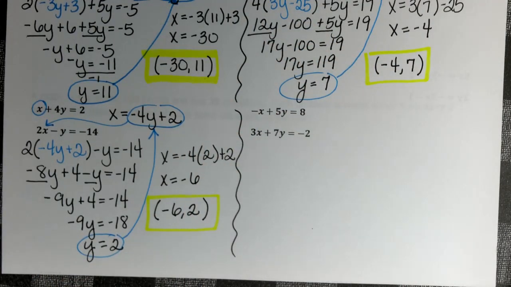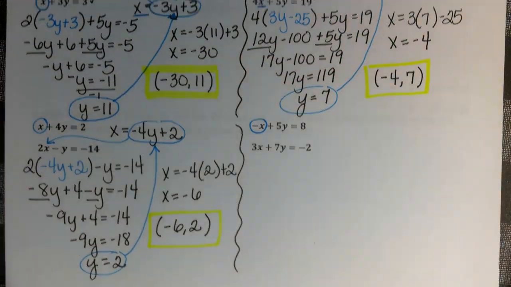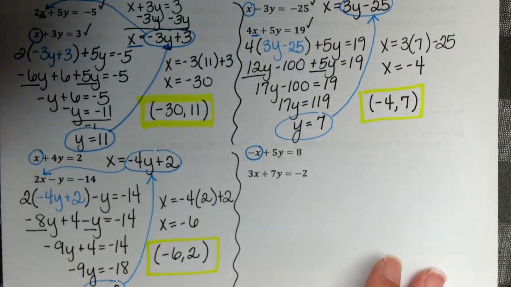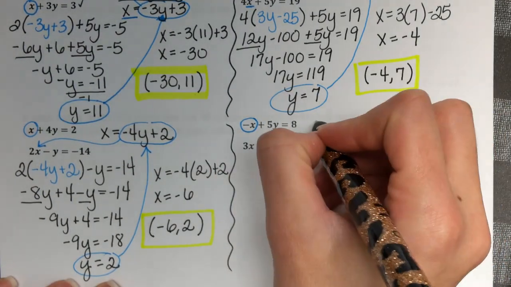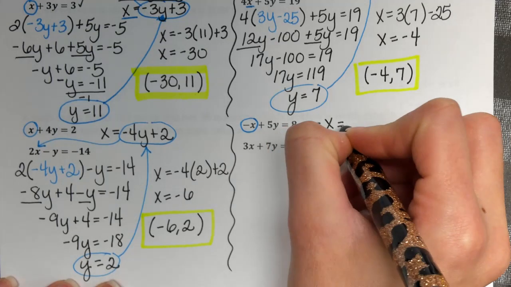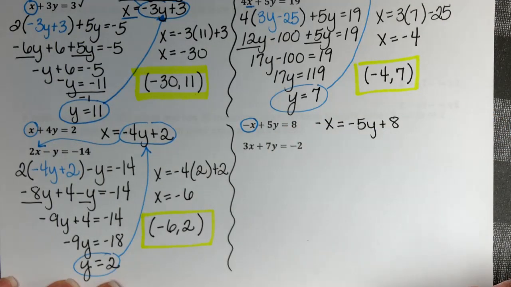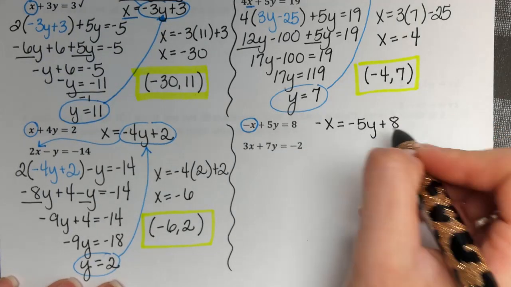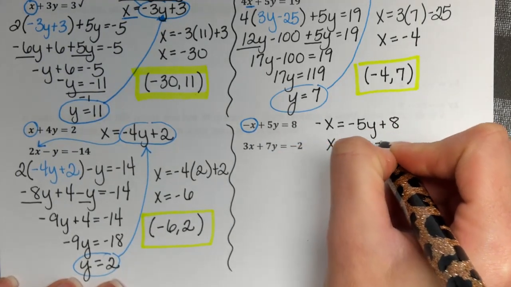Alright, so now I've got negative x plus 5y equals 8 and 3x plus 7y equals negative 2. Now I have no other option. I'm going to have to solve for this negative x, but when I do that, I cannot forget to divide by the negative 1. Okay, so I'm going to subtract my 5y, and that leaves me with negative x equals negative 5y plus 8. Then divide by negative 1, and x equals positive 5y minus 8.